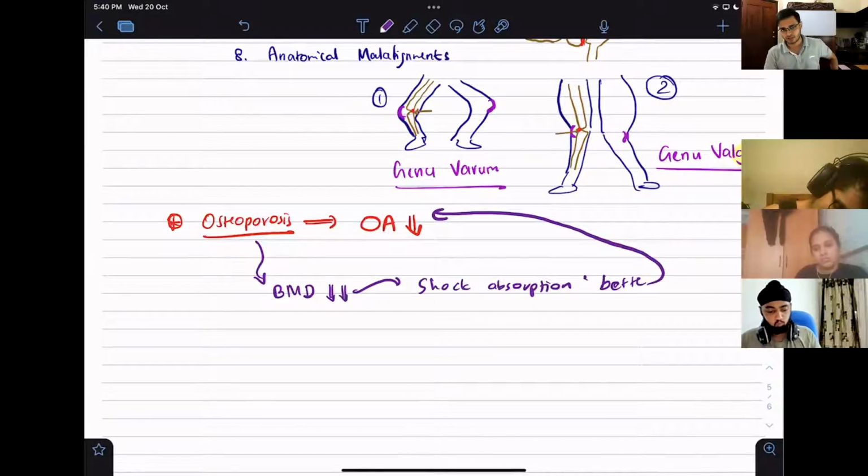We have to know this: exact mechanisms are not known, but this is what we know up to now. Osteoporosis means what, guys? Basically, porous bone, weak and brittle, porous bone. This is one of the upcoming chapters, where I will discuss osteoporosis in depth. Just know, true or false, osteoporosis reduces the risk of osteoarthritis. That's true. Okay, guys.